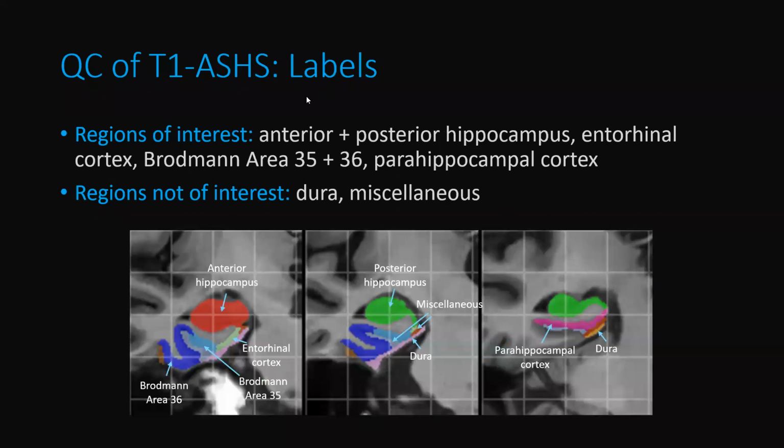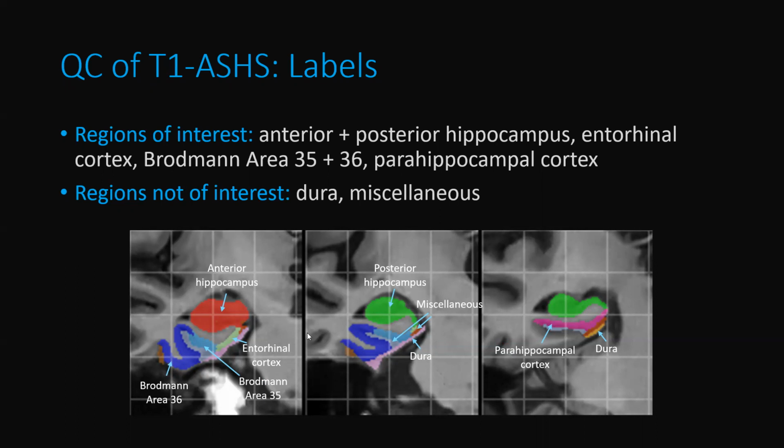So then I just wanted to go over the labels of ASHS, T1-ASHS. We have anterior and posterior hippocampus, and we have the cortical regions: entorhinal in light green, Brodmann area 35 and 36 in dark and light blue, and parahippocampal cortex in purple. Those are the regions we're interested in, and those are the ones for which we would be looking for segmentation errors.